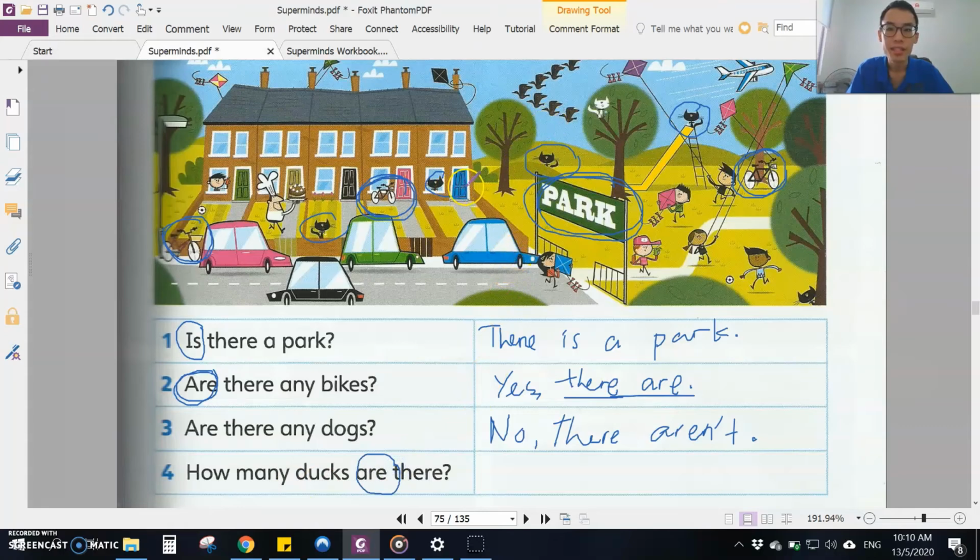Number 4, how many ducks are there? Can you see any ducks here? Actually, these are ducks. Yeah, these are flying ducks. Can you see? We call this duck, flying ducks. 1, 2, 3, 4, 5, 6, 7. So he answered there are 7. The question used are, so you also should answer are.